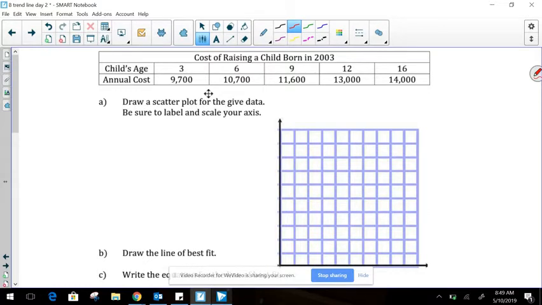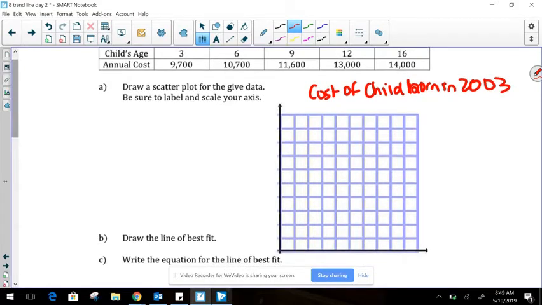So I need to title it. So we'll say, cost of raising a child born in 2003. Nice long title. All right. So let's label our x-axis. That's our child's age.